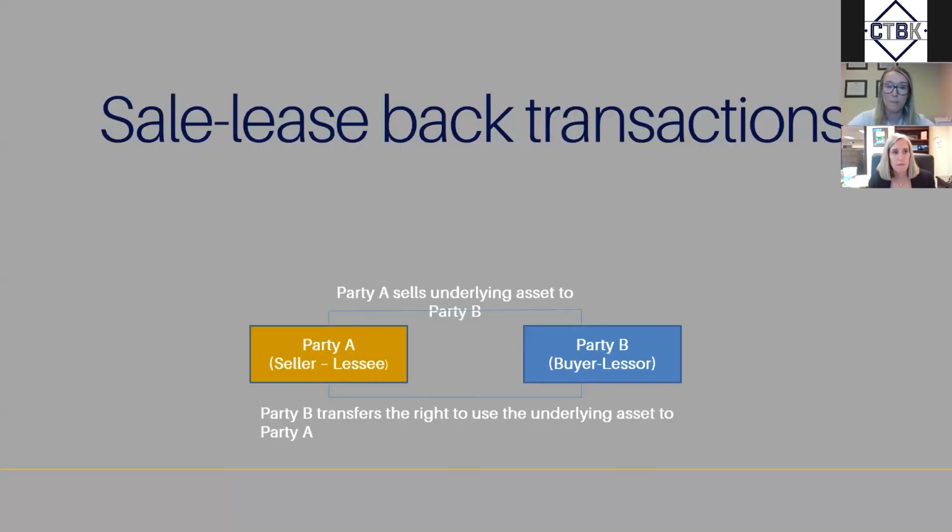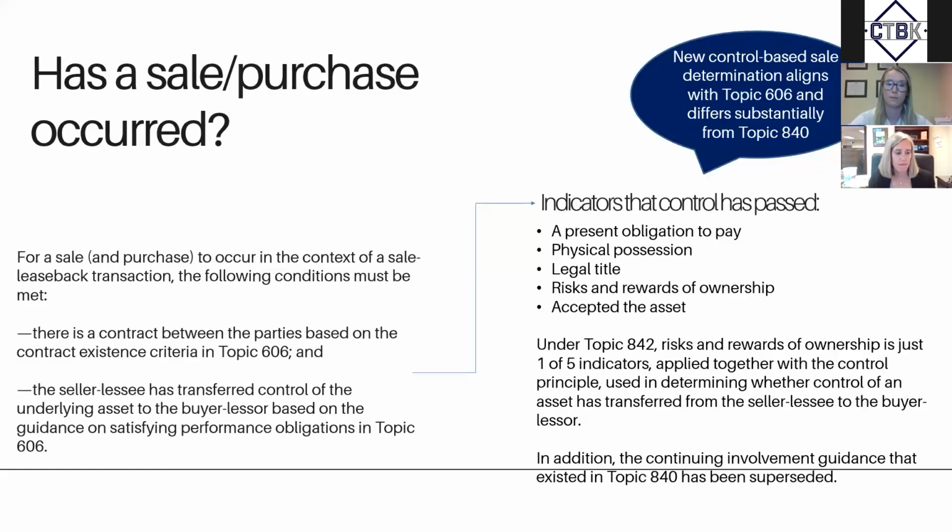Our last topic will be sale leaseback transactions. This little chart just shows an overview of what a sale leaseback transaction is. So you'd have party A that sells an asset to party B. Party B becomes the buyer, but then party B leases it back to party A. So that's just a high level overview. And now we'll get into the accounting and how to determine if you have a sale leaseback transaction.